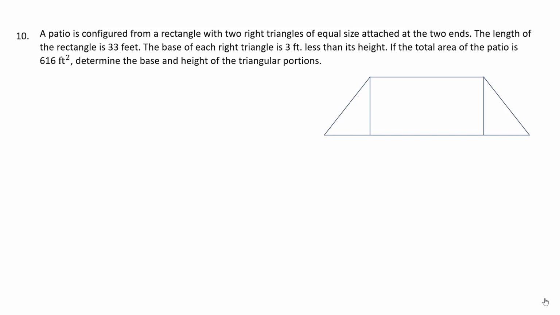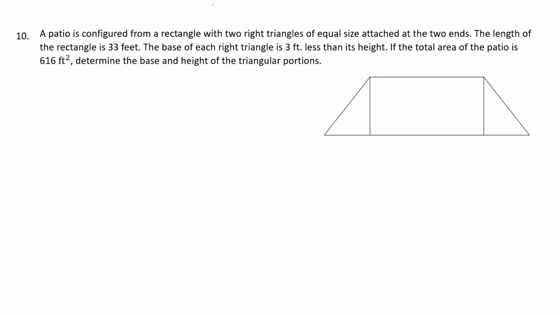Number 10. A patio is configured from a rectangle with two right triangles of equal size attached at the two ends. The length of the rectangle is 33 feet. The base of each right triangle is 3 feet less than its height. If the total area of the patio is 616 square feet, determine the base and height of the triangular portions.